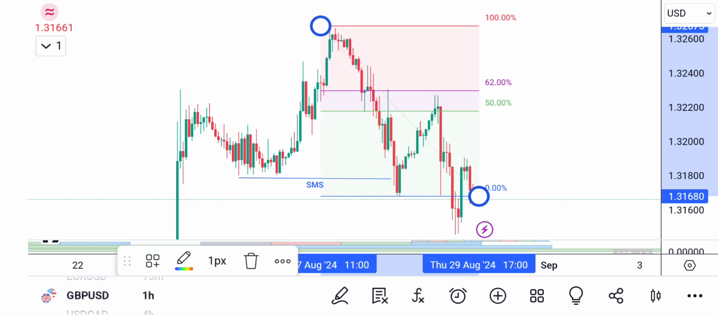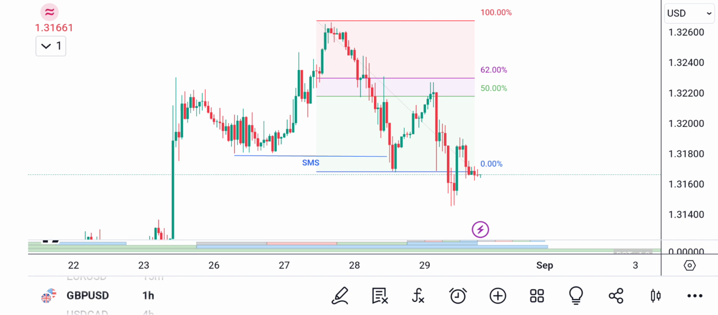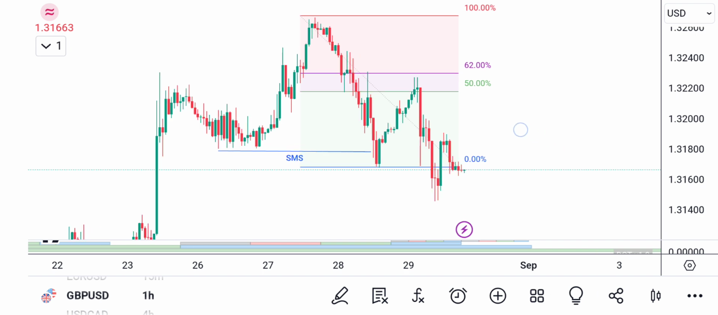You can start with 62%. If IPTA violates it, then you go to 70%. See, look at that zone, 62% fib level. Look at how IPTA traded into that zone and then it sold off. I hope this is clear.